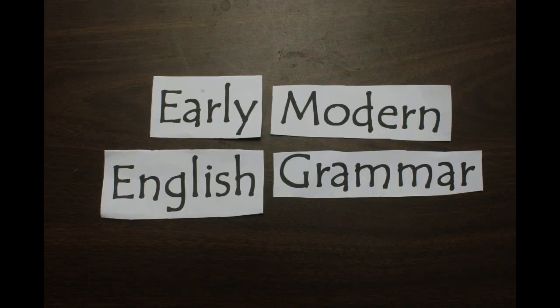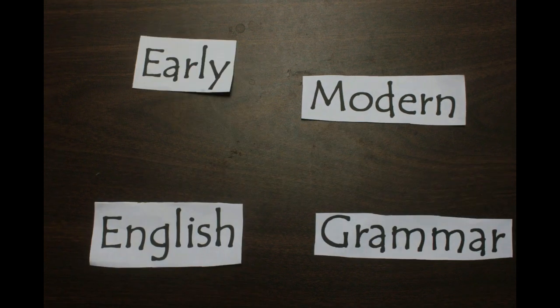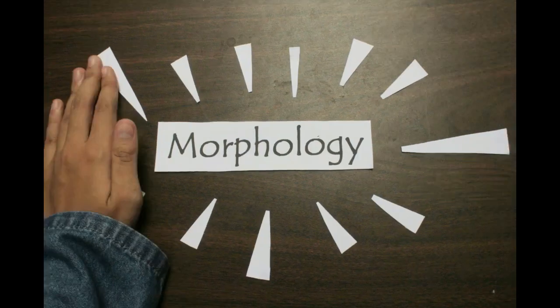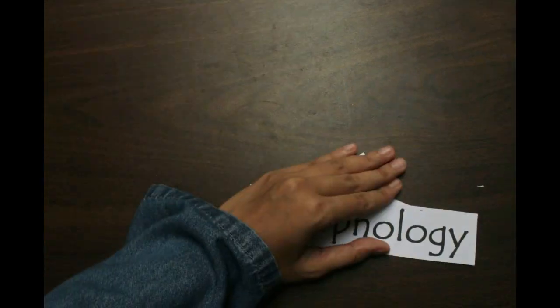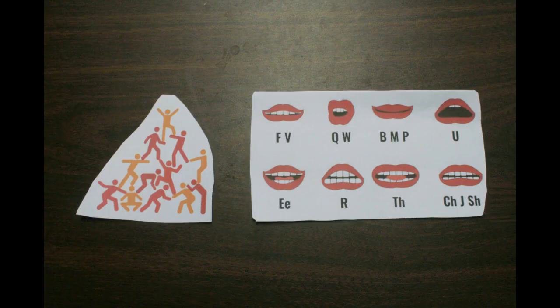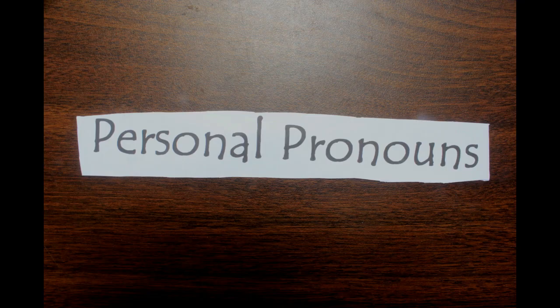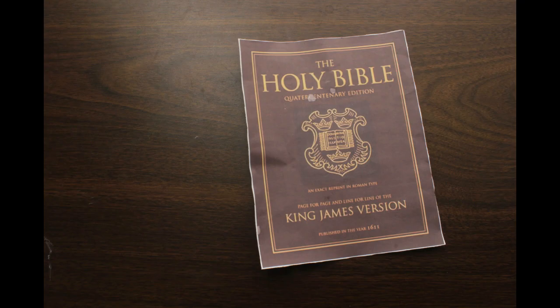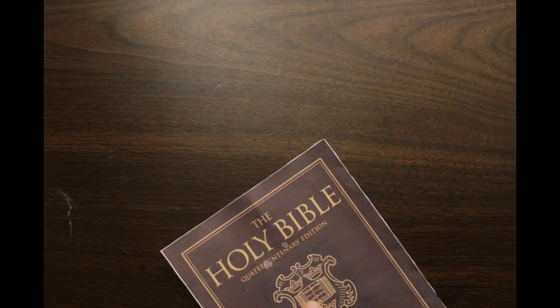Early modern English grammar. Morphology. The most important morphological differences between early modern English and present-day English involve pronouns and verbs. Personal pronouns. These are examples from the King James text.